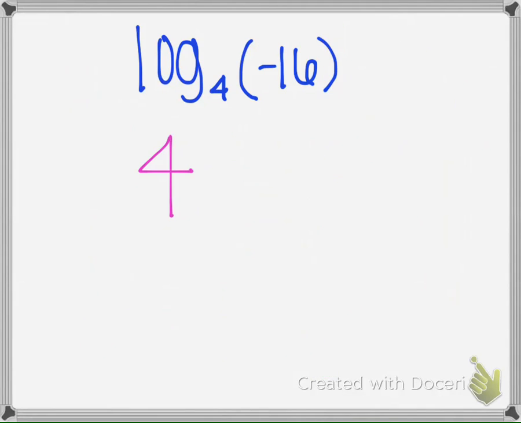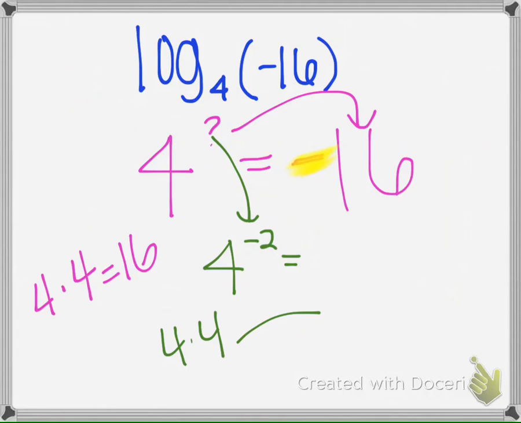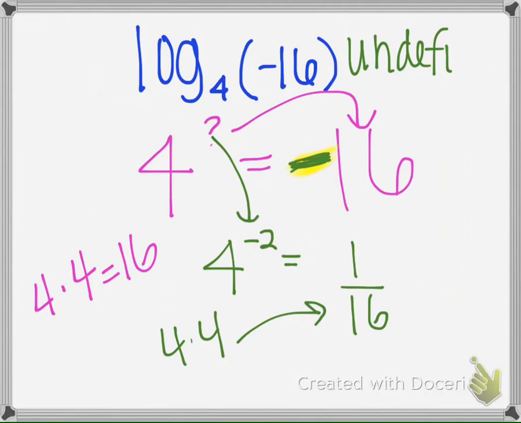Okay, here we have 4 to what power equals negative 16. So I know 4 times 4 is 16. So there's no way to get negative 16. There's no exponent. If I had 4 and I made the exponent here negative 2, that's going to equal 4 times 4, but in the denominator. So there's no way to get this negative 16 here, so we call that undefined. Not possible.